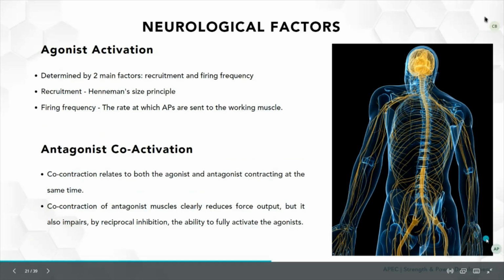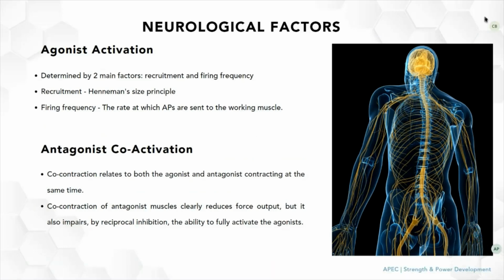So looking at some of these neurological factors that affect force production, the main ones we'd look at would be agonist activation and antagonist co-activation. Agonist activation, if you think of a leg extension, would be the activation of the quadriceps muscles, okay? And the extent of activation is mainly determined by two factors: recruitment and firing frequency. Recruitment refers to what's known as the Henneman size principle. Essentially, this is where the smaller type 1 fibers are recruited first.